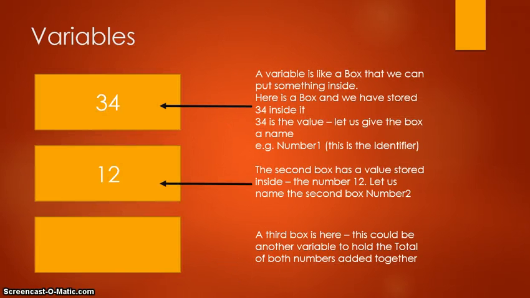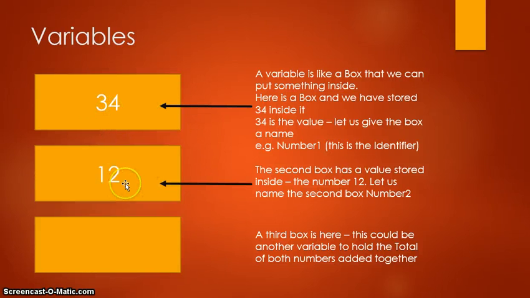If we think of variables as boxes, it's like a box that we can put something inside. The box can only hold one thing, basically. We can see this top box here. We've stored the number 34 inside it. 34 is the value. If we give the box a name, for example number 1, then number 1 is this box's identifier. Think of the box as a variable. So number 1 holds the value 34.